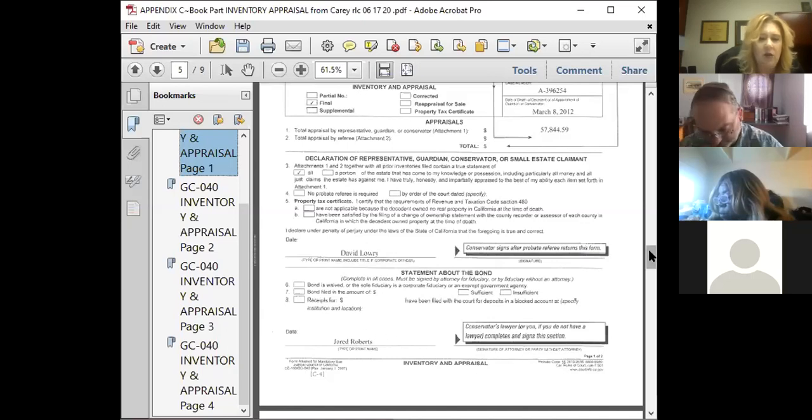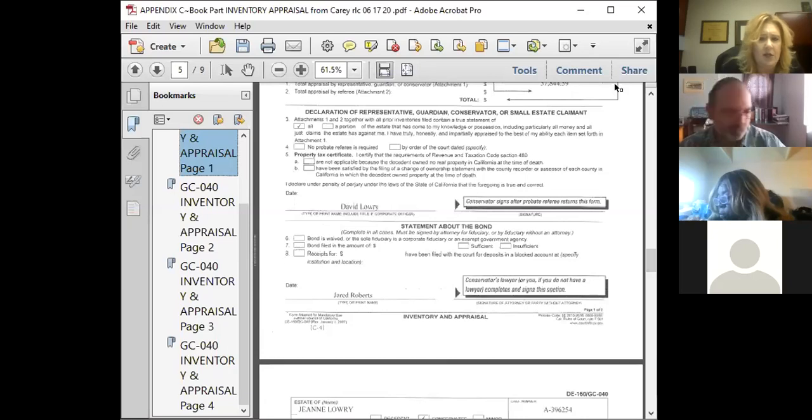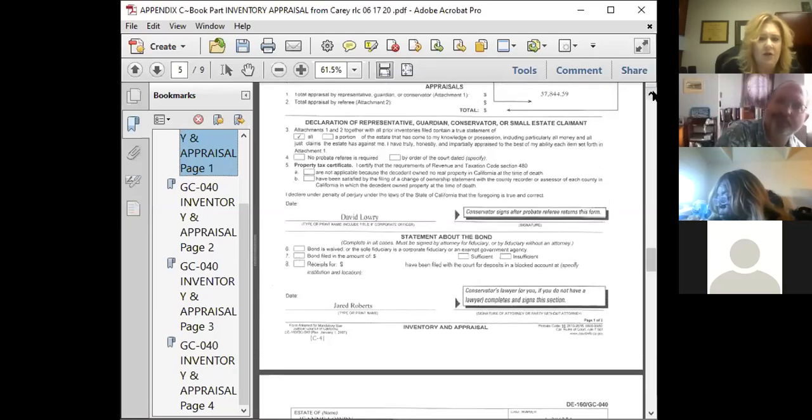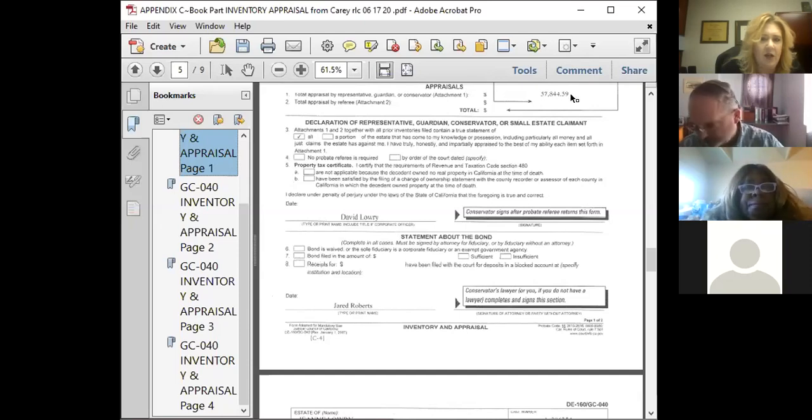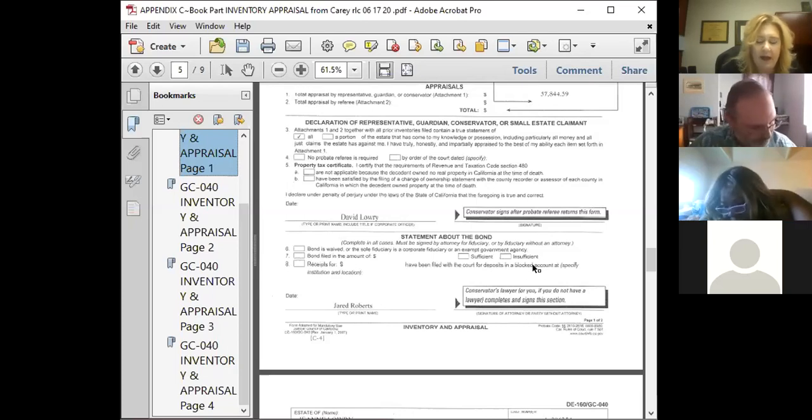Okay, now the only other reason or box you would mark, and this would have to do typically if it's a minor, would be if this $57,000 in cash assets that you've listed up here was put into a blocked account, and I have several of those I've done because it was a minor. I would put, I have receipts for $57,844.59. They're in a blocked account at Wells Fargo in Concord or Walnut Creek.